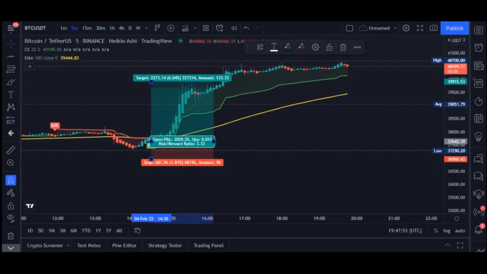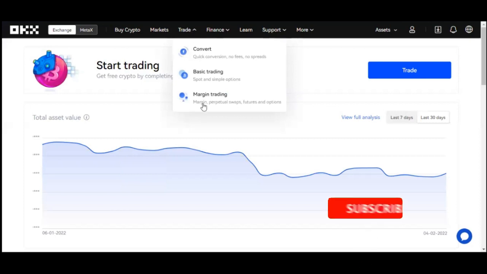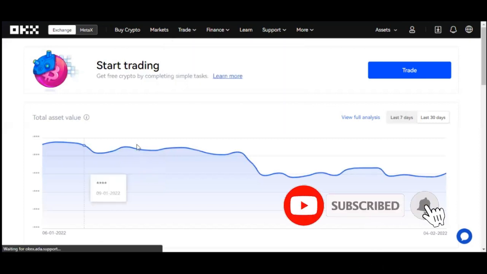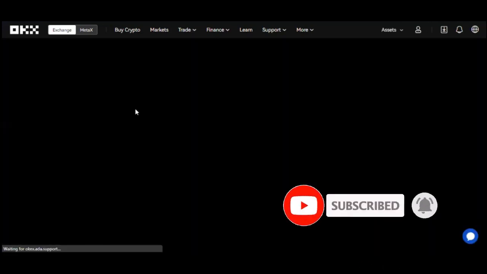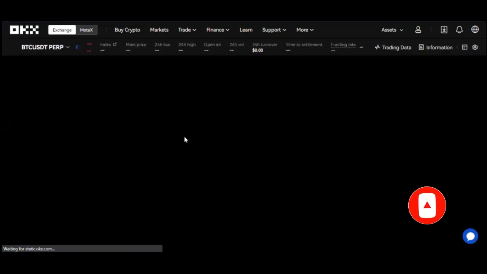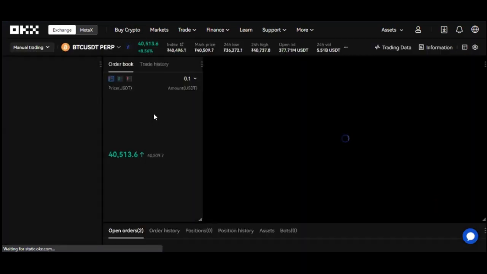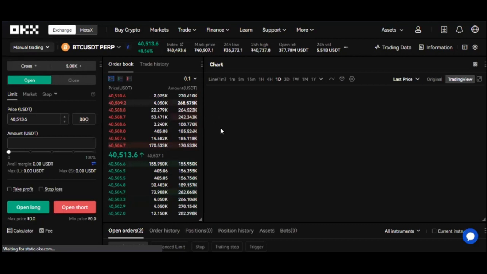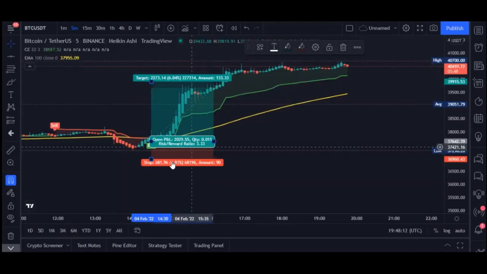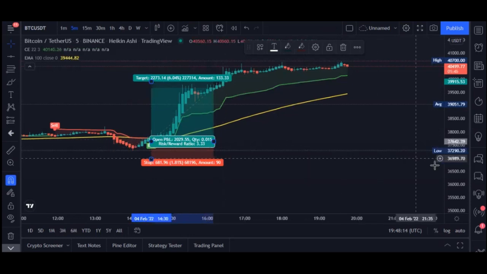Okay, if I come in here to OKX, I want to go to trade and then go to margin trading. If I click on it, it will open up my trading interface. So now that I've set this up here, my entry price is going to be here, this one that is gray, which is 37,642, right?